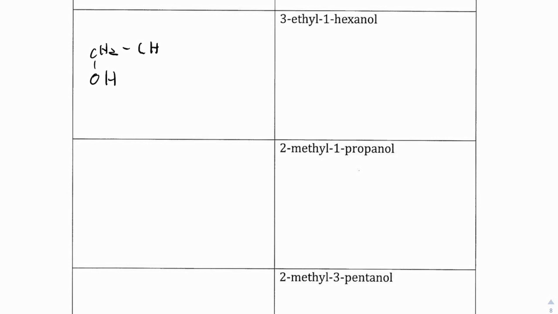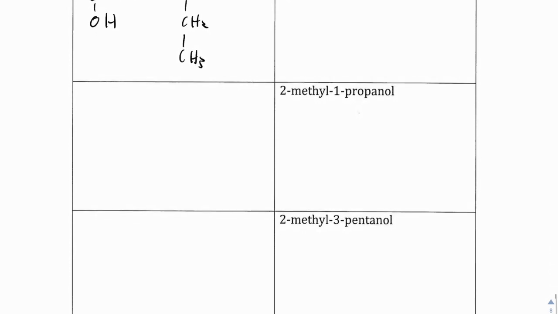CH2, CH2, CH2, CH3. There you go. This one would be CH2, CH3. Perfect. Because this had 3 bonds to it. Let's go on.